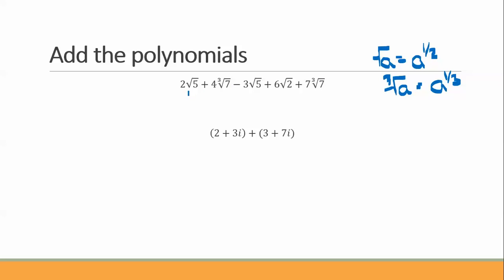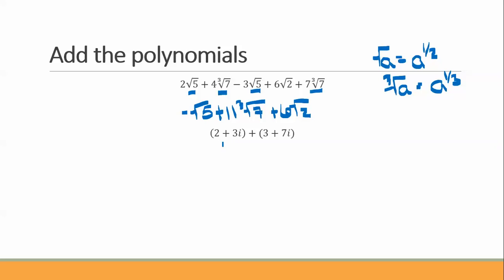So here we have a square root of 5, and here we have a square root of 5. So we have 2 square root of 5 plus a negative, remember minus is plus a negative, 3 square root of 5, so that's negative square root of 5. And now we have 4 cube root of 7 and 7 cube root of 7. So we're going to add 11 cube root of 7. And then this last one doesn't have a like term, so we're just going to add 6 square root of 2.